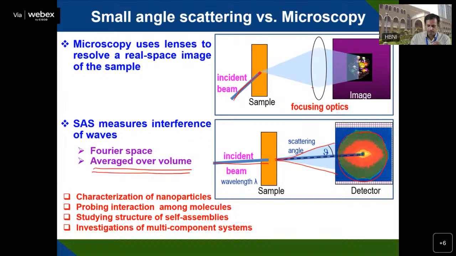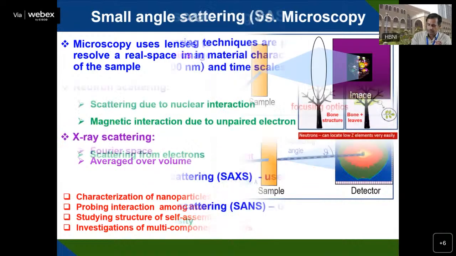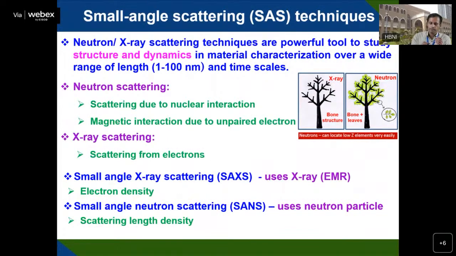In addition, investigation of multi-component systems, for example, gold coated with CTAB, or cetyl trimethyl ammonium bromide, those types of surfactant molecules coated on the surface. You'll be able to get both core and shell information using this combination of neutron and X-ray scattering techniques. So small angle scattering techniques mainly use neutrons and X-rays.